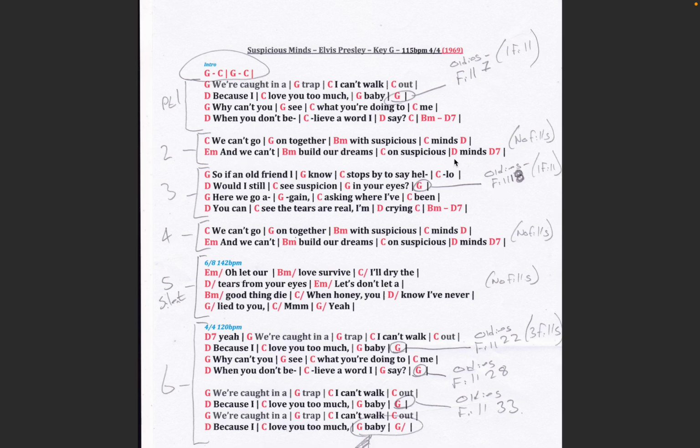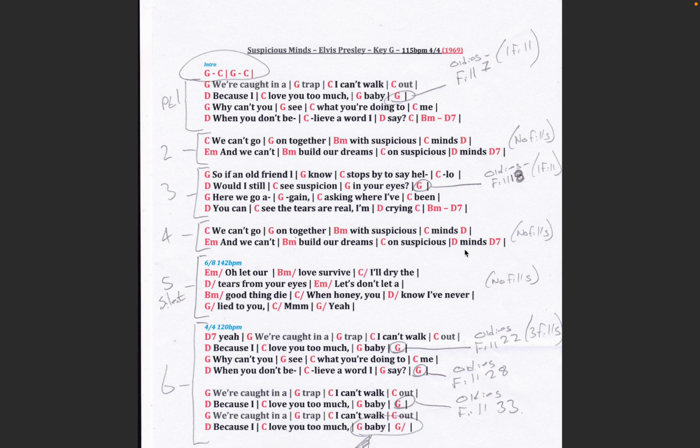Part 2, if you look at it, no fills, is the same as part 4. And it's exactly the same words: we can't go on together. So I'm going to delete the fills from part 2, copy part 2 and make it part 4. Obviously that makes sense. I'm going to leave the transitions alone because the transitions work. I'm not going to play with them, although you could change them if you wanted to. So I'm going to copy part 2, make that part 4, no fills.